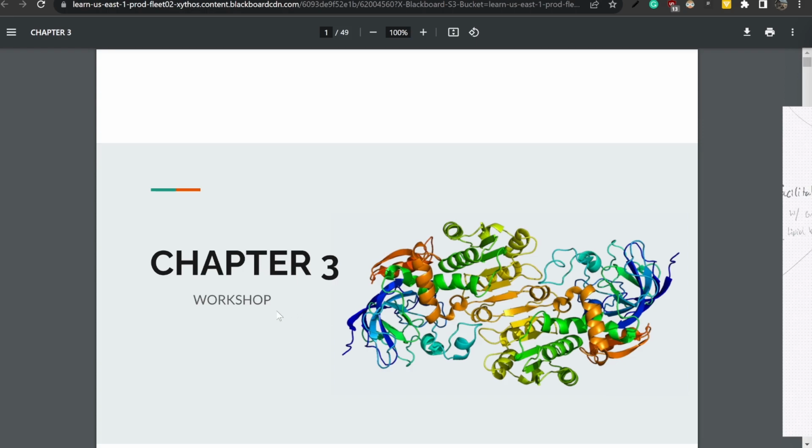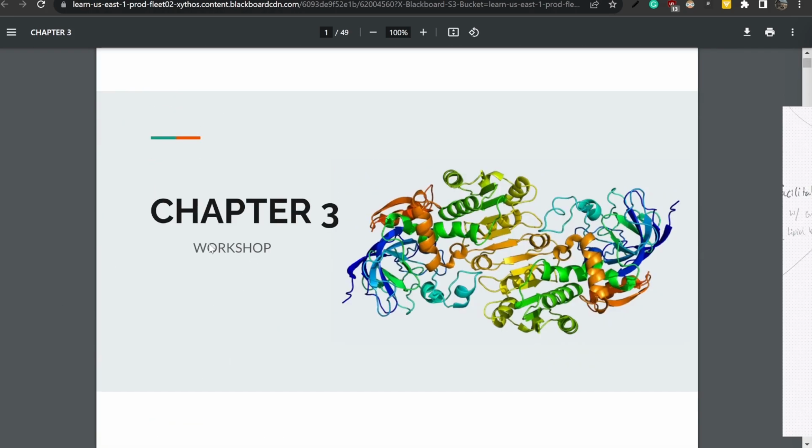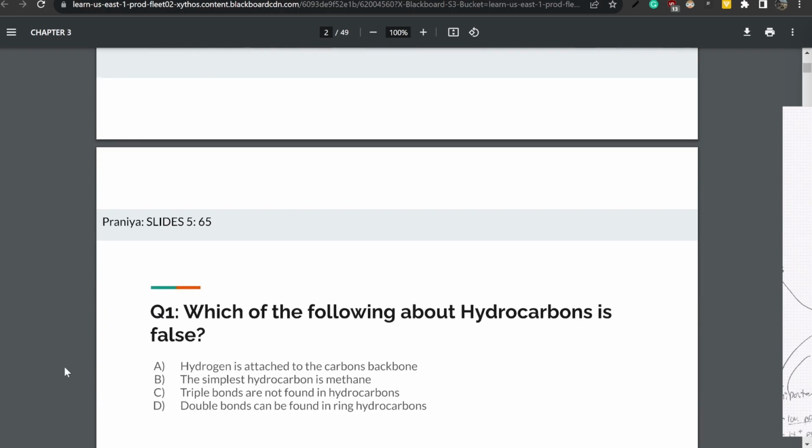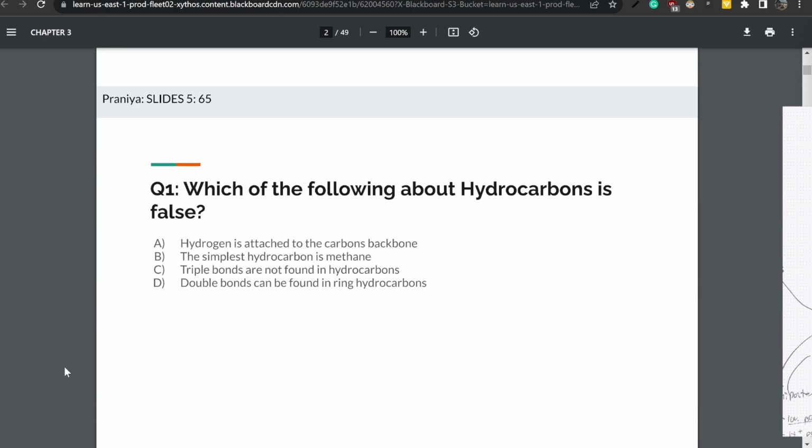So let's just start. So this is macromolecules. This has nothing to do with, this was membrane stuff, so that's different. This is macromolecules. We're talking about carbs, lipids, proteins, nucleic acids. Okay, so we'll just start off right away. Which of the following hydrocarbons is false?